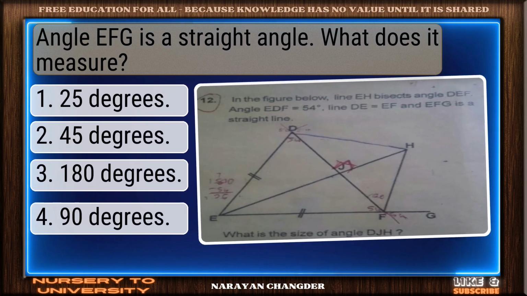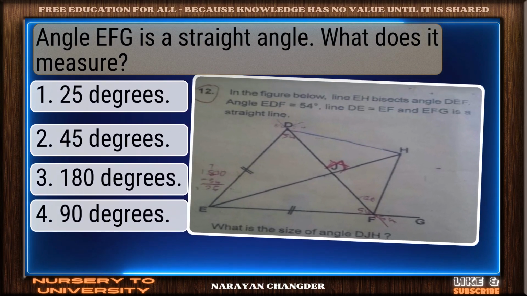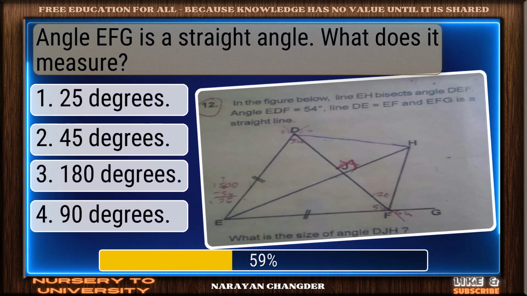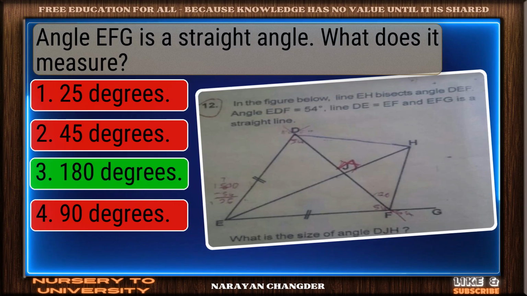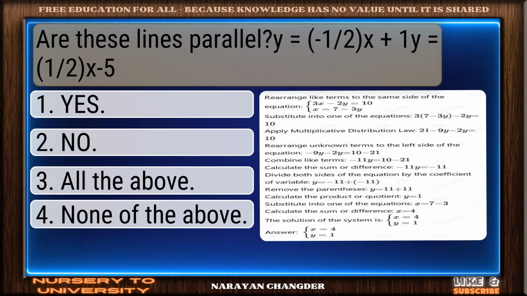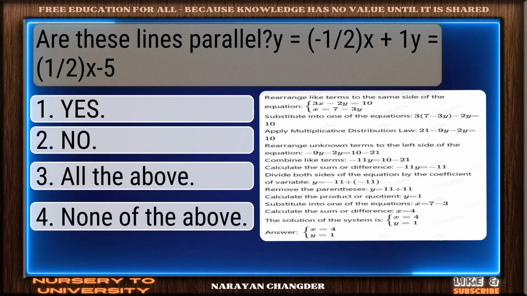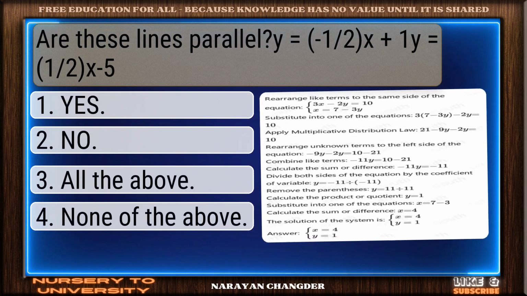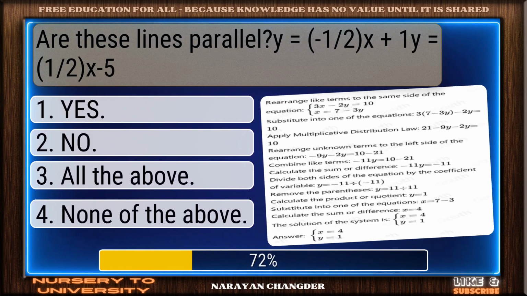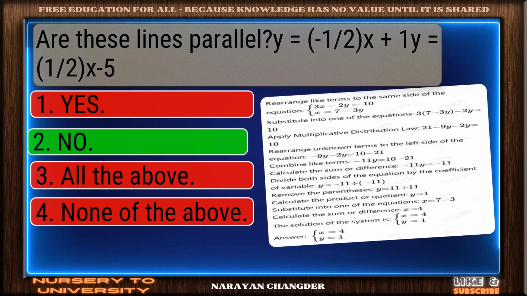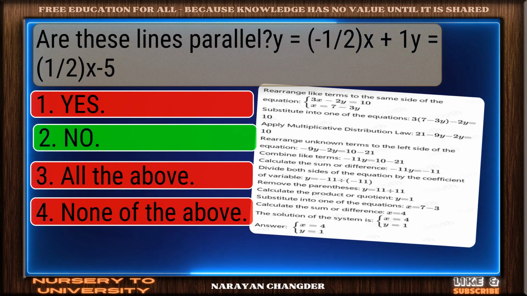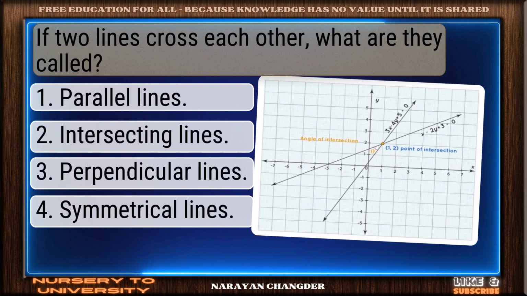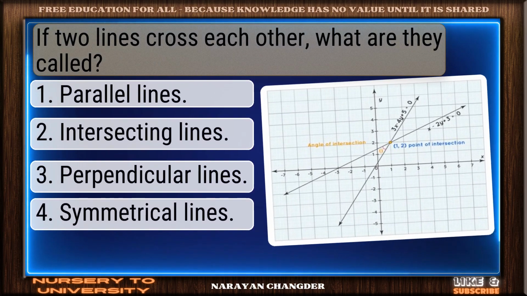Question number 163. Angle F is a straight angle. What does it measure? Great thinking. 180 degrees is the right choice. Question number 164. Are these lines parallel? y equal to x plus 1, y equal to x minus 5. Solid response. No is a valid choice. Question number 165. If two lines cross each other, what are they called?